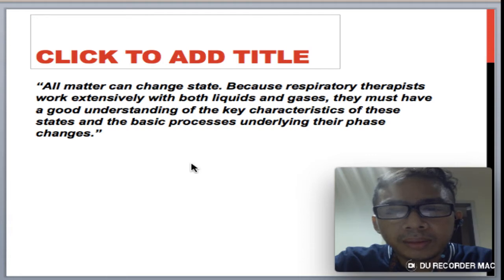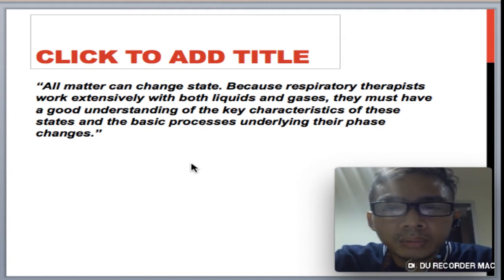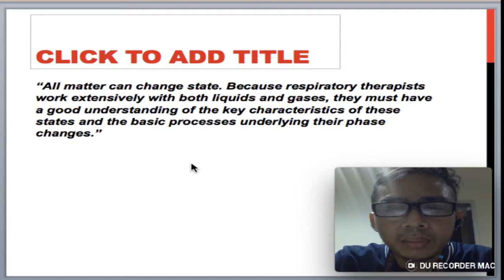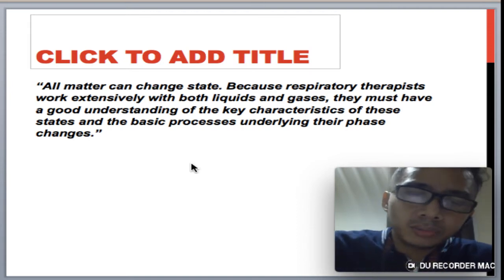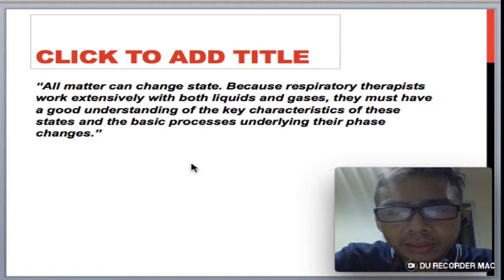So why is it very fundamental to learn the changes when it comes to the state of matter? Because we work in the hospital extensively with liquids. When we say liquids, we work with the body fluids, the different blood tests, like arterial blood gas, and gases. For example, we put fully concentrated oxygen into the lungs using a mechanical ventilator. So we need to understand these changes.